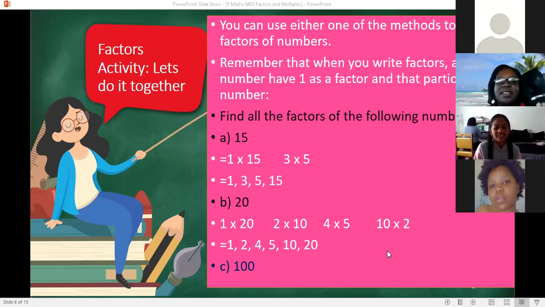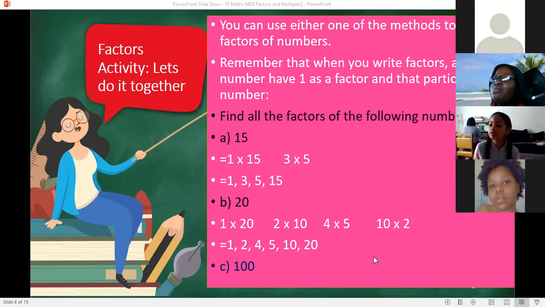Okay, all right. So what Akila was saying is right, thank you so much for trying and for being a risk taker. So we had 1 times 100, then we had 2 times 50, 4 times 25, 5 times 20, 10 times 10, and 50 times 2. So as you can see, 100 has so many factors. So you just have to make sure that you don't leave out any factor.